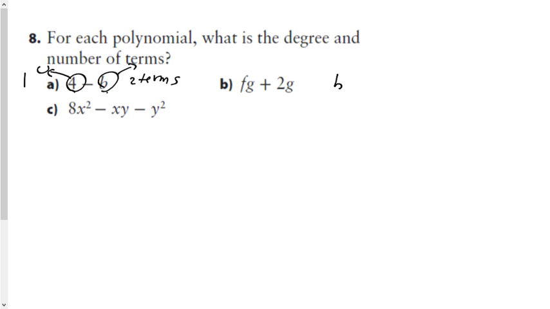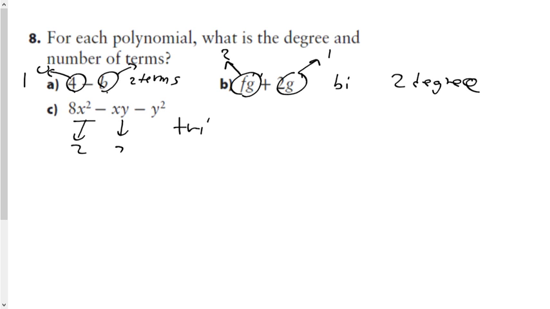FG is a binomial, so it's a binomial with two terms. This has a degree of 2 because of the invisible 1 exponents that we just talked about. And G, the variable in the second term, just has 1, so its degree is 1. And therefore, the degree of the binomial is not 3, but 2, because it's the highest degree term. Trinomial, 3 terms, degree of 2, degree of 2, degree of 2. They all have degrees of 2, so the whole thing is a degree of 2.